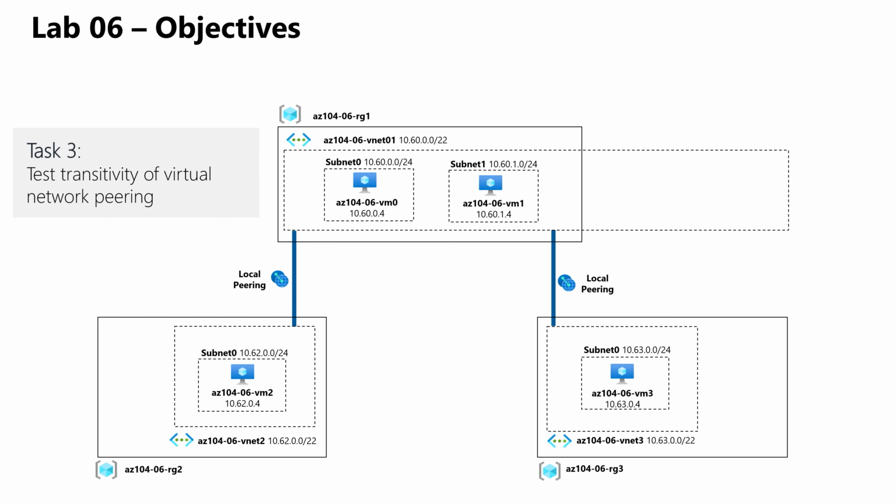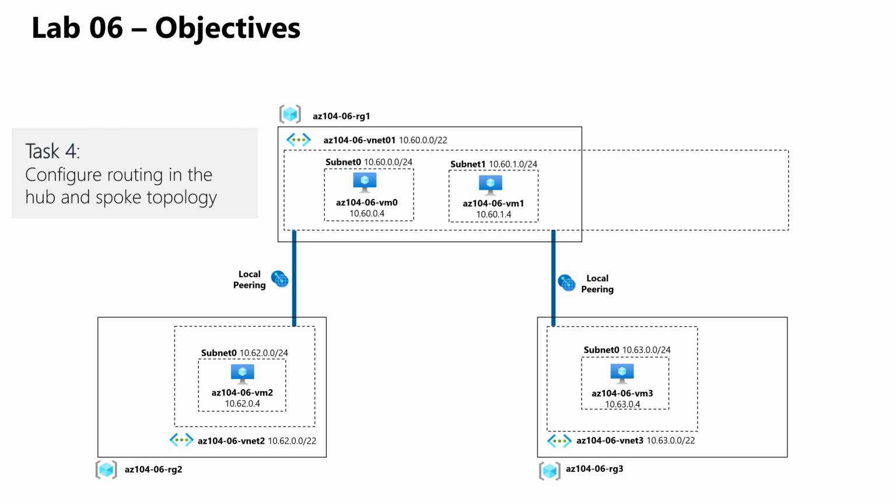For task 3, we will test the transitivity of the virtual network peering. So we will demo the traffic flow from VNet 1 to VNet 2, and another one from VNet 1 to VNet 3. Then we will attempt to send traffic from VNet 2 to VNet 3.